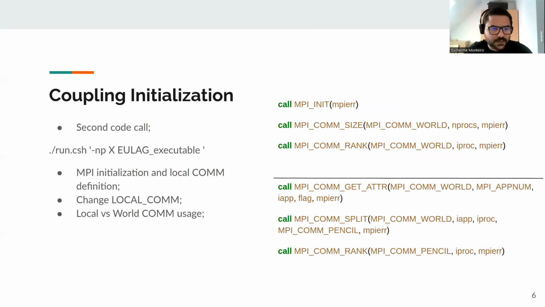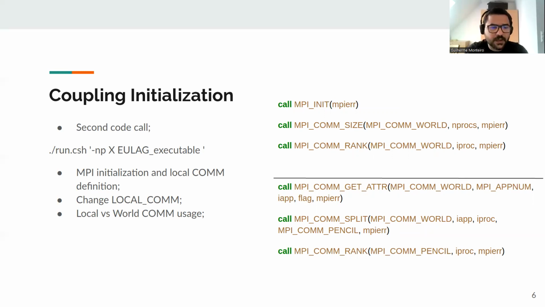So if you run, inside your bash, or however you run your executable, you place the run.csh with an additional information, in this case, -np, which gives the number of processors that Eulag will be using, and the Eulag executable. The Pencil would immediately identify that there is a companion, a foreign code, and it will access the whole branch of foreign communication.